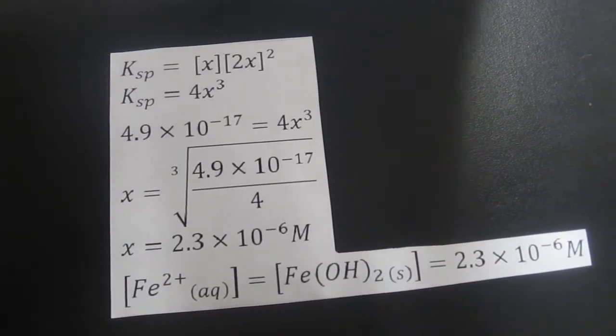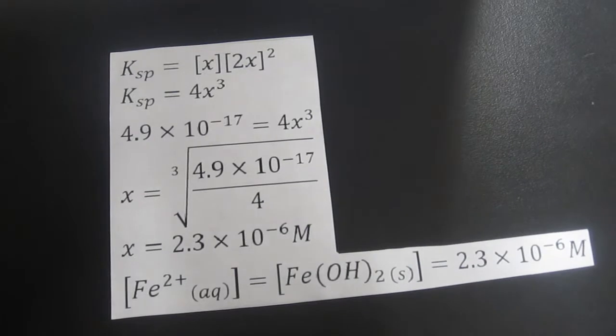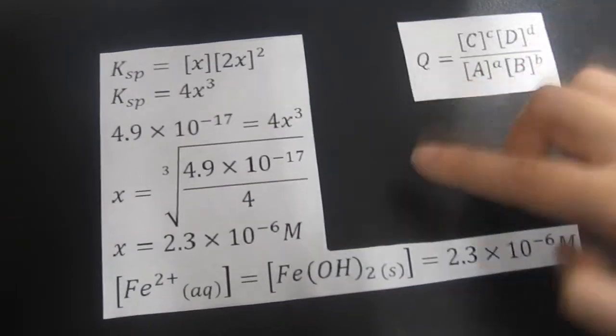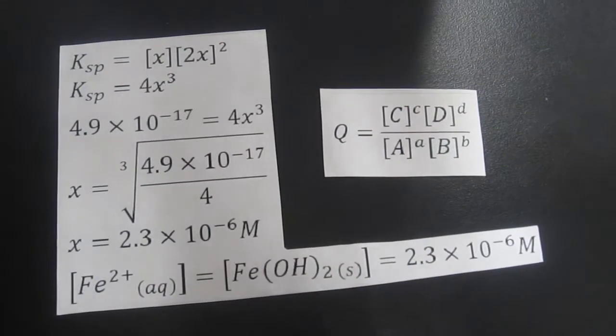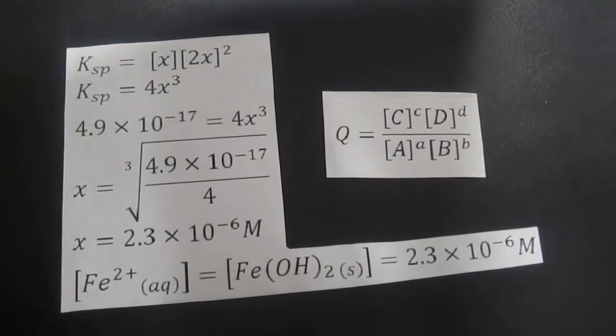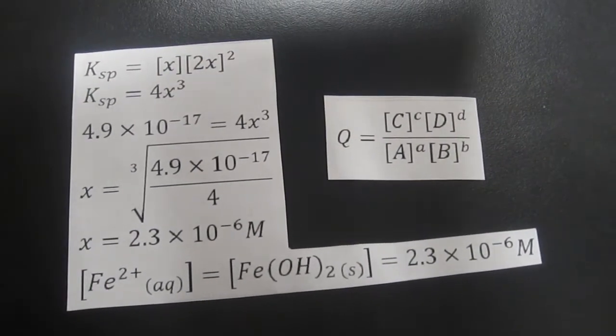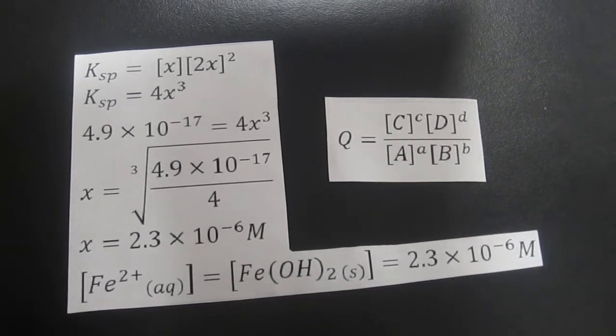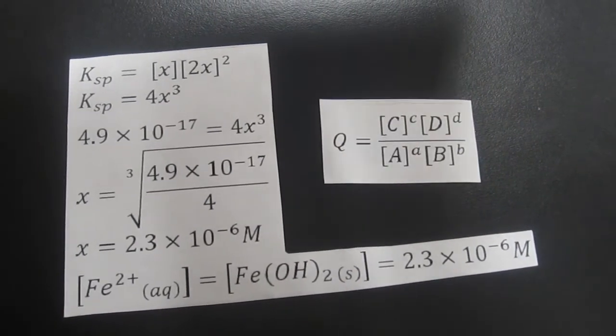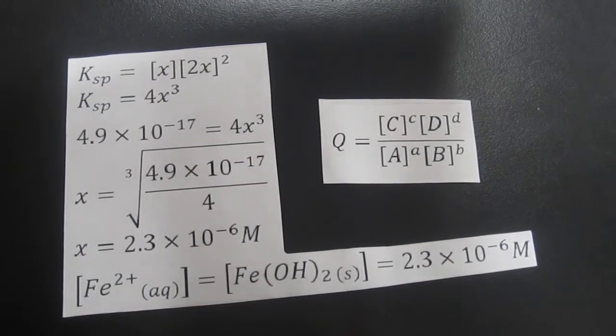By working backwards and plugging the concentration into this equation, you can find the Q values, which can then be compared to the Ksp. When Q is equal to Ksp, the solution is at saturation. This method of calculation can also be applied to unsaturated and supersaturated solutions.